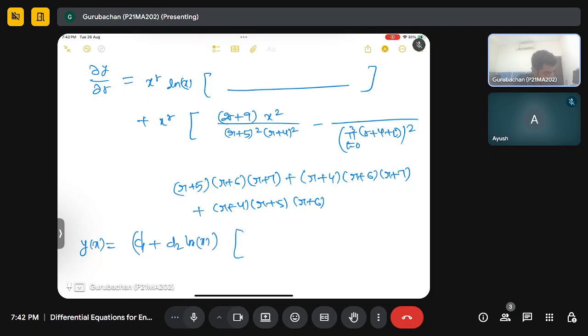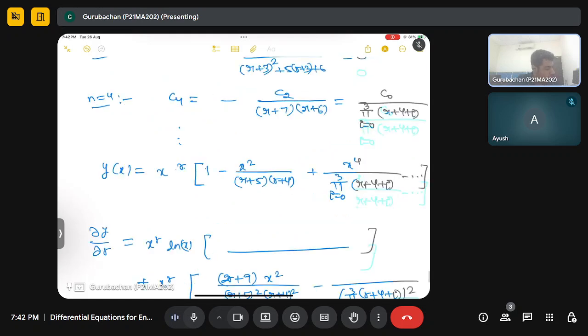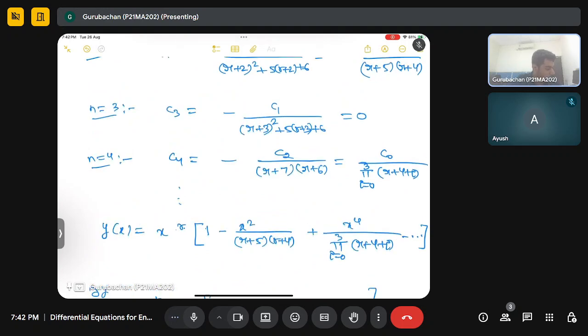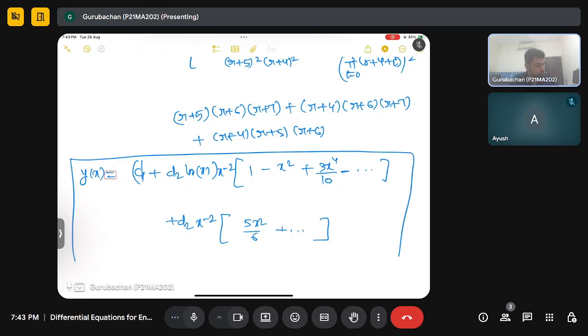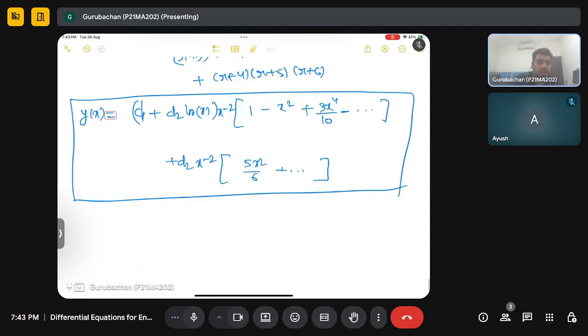into the first series that you got, x to the power minus 2, 1 minus x square plus you have to put n equal to minus 2, r equal to minus 2 here. So I'm just writing the answer. You may verify it. 3 by 10 dot dot dot plus d2 x to the power minus 2, 5 by 5x squared by 6. I'm writing only this term where d1 and d2 are arbitrary constants. So this is your case of integer, when you have the difference of roots, difference is integer.